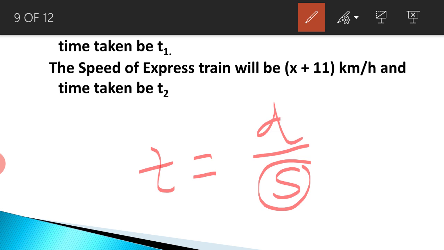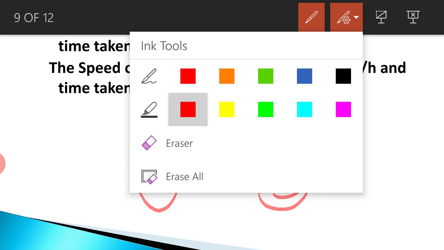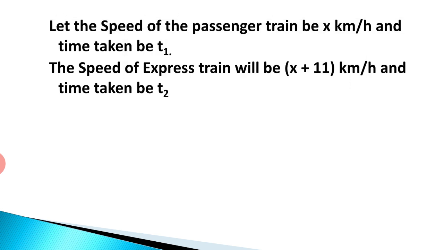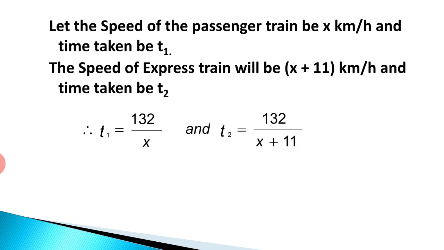And this change in speed will naturally change the time required, and we have taken the times to be t1 and t2. Are you getting? So therefore we write t1, the time taken by the passenger train, as 132 upon x, because x is the speed of that passenger train. And t2 will be 132 upon x plus 11.